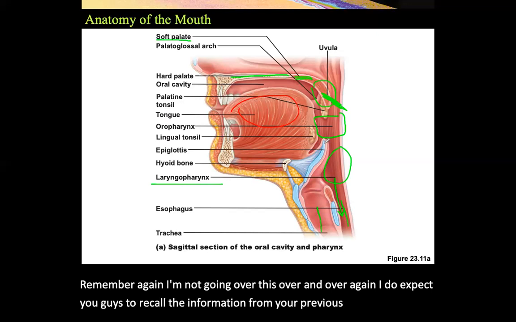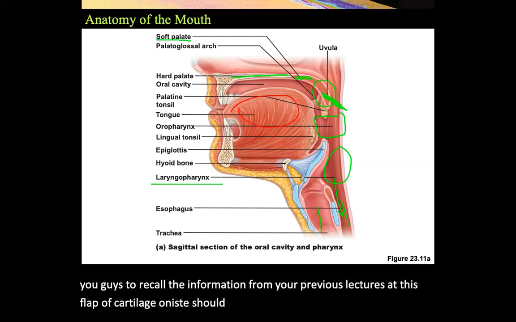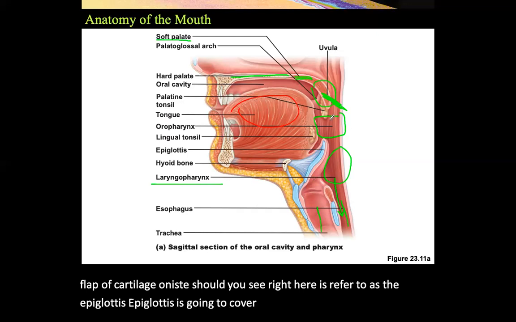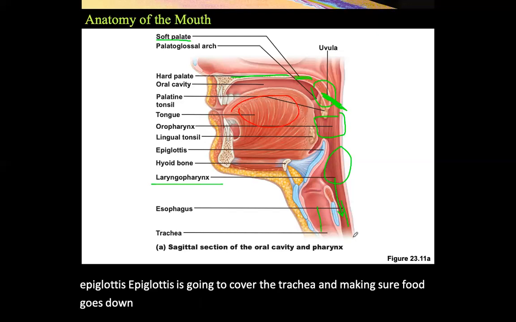This flap of cartilaginous tissue you see right here is referred to as the epiglottis. The epiglottis is going to cover the trachea, making sure food goes down your esophagus rather than the trachea, which is your air passageway.